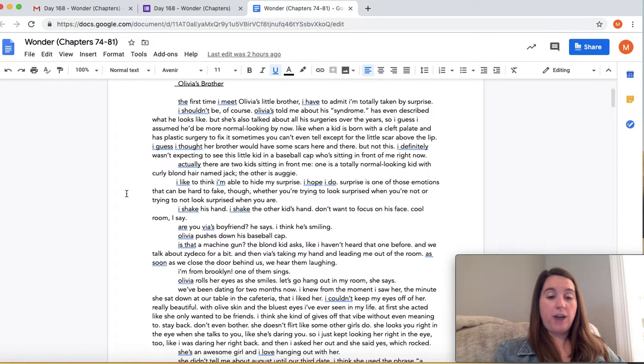Really beautiful, with olive skin and the bluest eyes I've seen in my life. At first, she acted like she only wanted to be friends. I think she kind of gives off that vibe without even meaning to. Stay back. Don't even bother. She doesn't flirt like some of the other girls do. She looks you right in the eye when she talks to you, like she's daring you. So I just kept looking right at her right in the eye, too, like I was daring her right back. And then I asked her out, and she said yes, which rocked. She's an awesome girl, and I love hanging out with her.